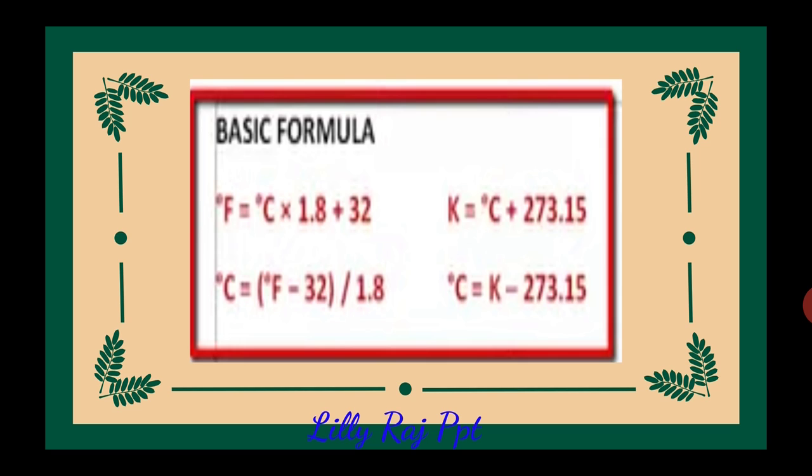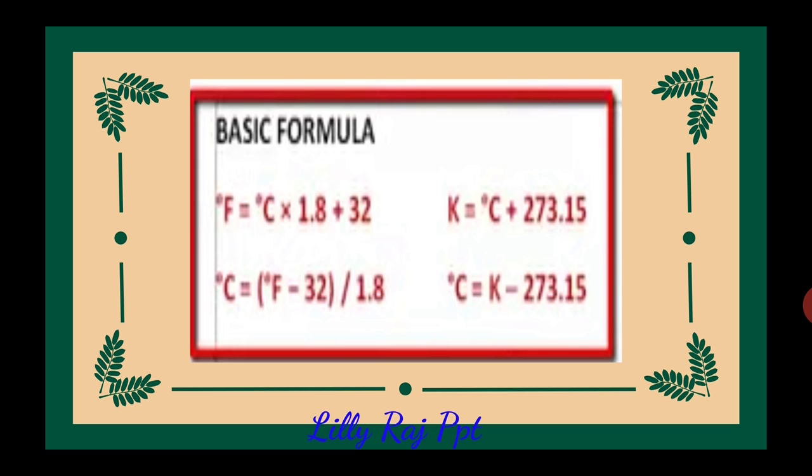And then if we change Celsius into Kelvin, the formula you can use is Kelvin is equal to degree Celsius plus 273.15. So this is the starting point of Kelvin. 0 is the starting point of Celsius scale, 32 is the starting point of Fahrenheit scale, 273.15 is the starting point of the Kelvin scale.